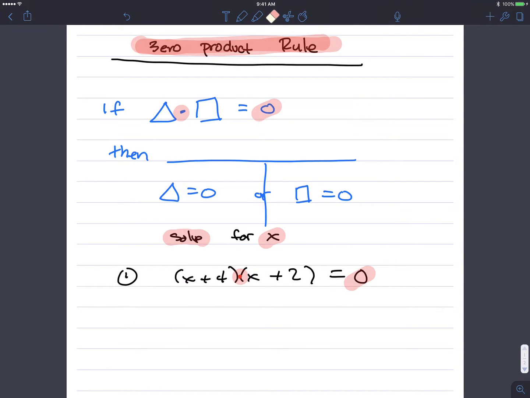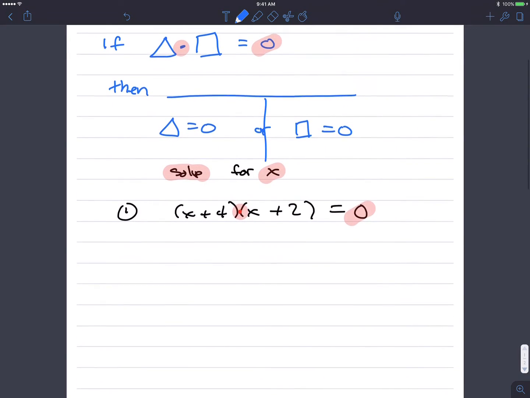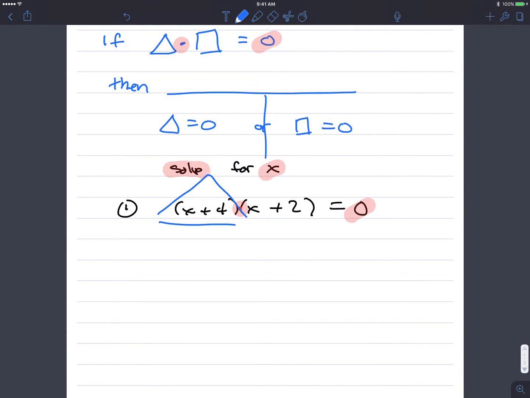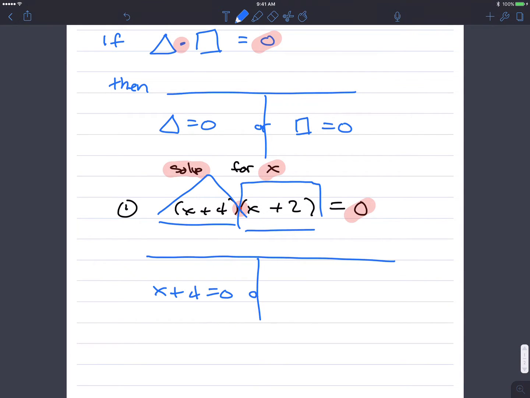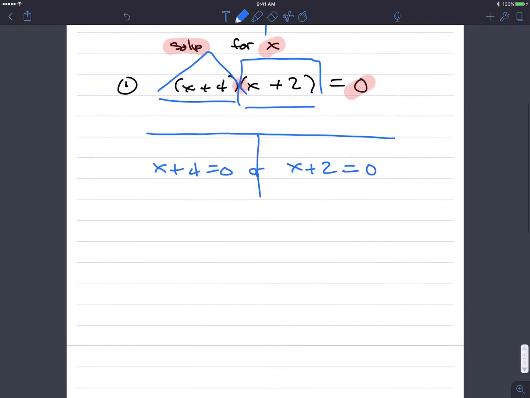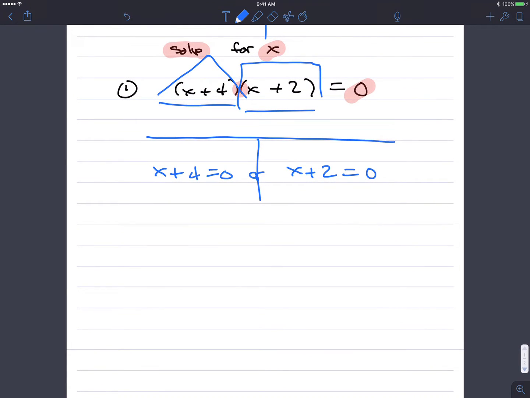Okay, now what the zero product rule says to us is this. Don't I have a triangle here? And don't I have a rectangle? If I have those two things multiplied together and it equals 0, then what I can say is the following. Right? Then either the term x plus 4 equals 0, or the term x plus 2 equals 0, or really both. Okay? This is the zero product rule, but you're not done, right?